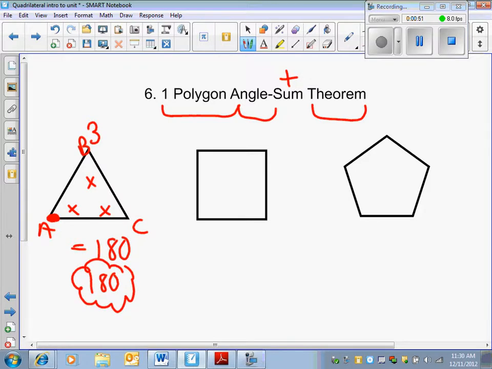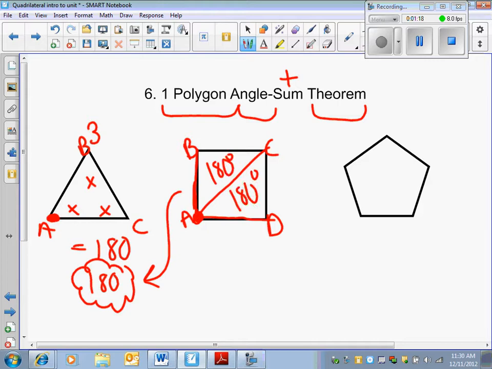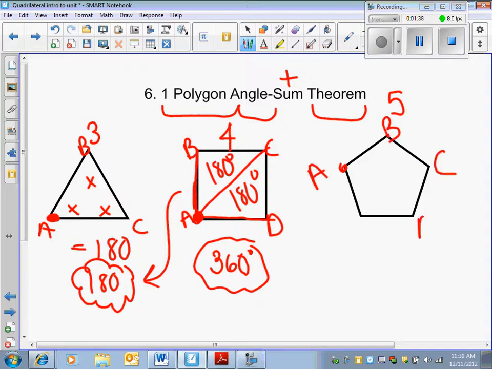All right, let's look at the next figure. Let's just say all the angles are the same. I'm going to call this figure A, B, C, D. I'm going to start at A, and I'm going to draw some diagonals. I definitely cannot draw it to B, but I can go to C and D. So here I see two triangles. Here I notice that all triangles add up to 180, so these angles add up to 180, these angles add up to 180, so guess what? A four-sided figure totals 360 degrees.